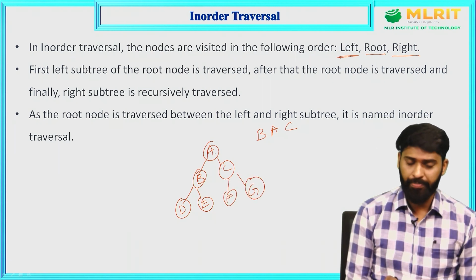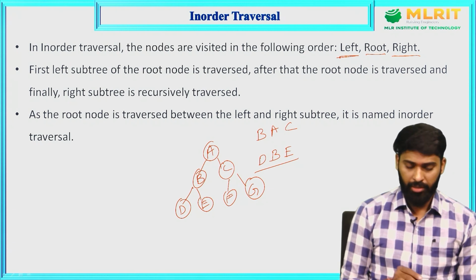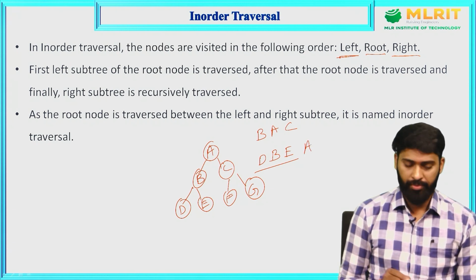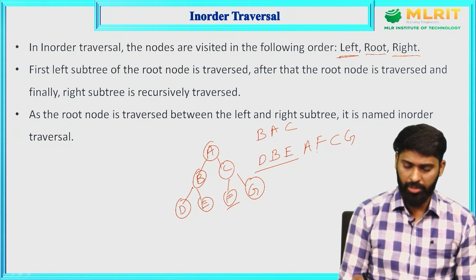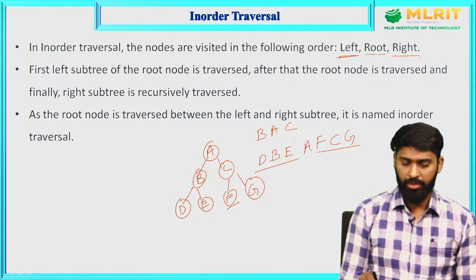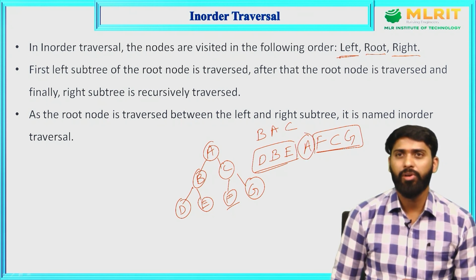First move to left. So, B has left. So, D, then root B, then right E. Left subtree is over. Then display root. Then again traverse to right. C, F, G. First we display left F, then root C, G. That's it. Right subtree. So, these elements are in the left subtree, these elements are in the right subtree, and this is the root. So, it is in-order traversal.